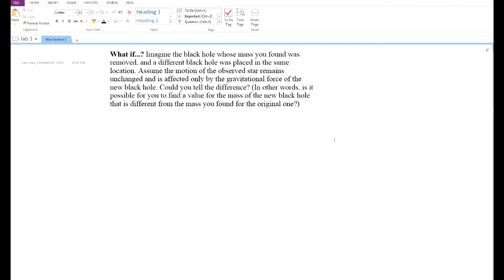What if? Imagine the black hole whose mass you found was removed, and a different black hole was placed in the same location. Assume the motion of the observed star remains unchanged, and is affected only by the gravitational force of the new black hole. Could you tell the difference? In other words, is it possible for you to find a value for the mass of the new black hole that is different from the mass you found for the original one?